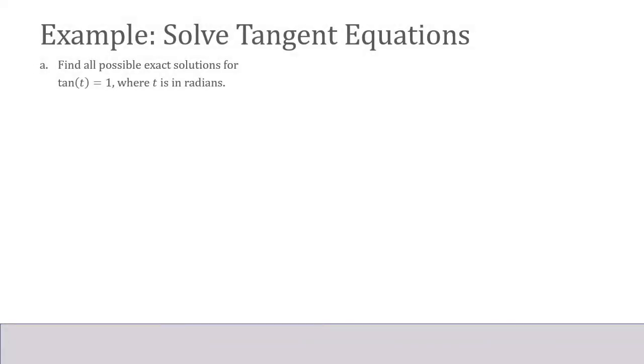Now let's finish off solving equations by looking at the tangent equation. Part A, find all possible exact solutions for the tangent of an angle equals 1, where t is in radians.